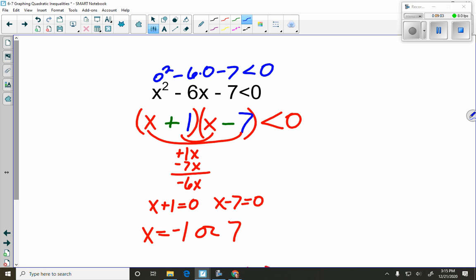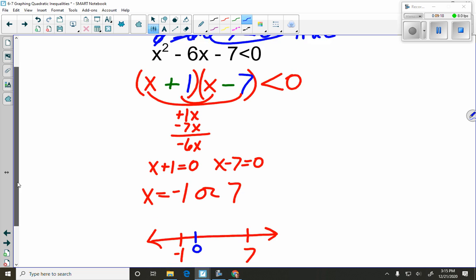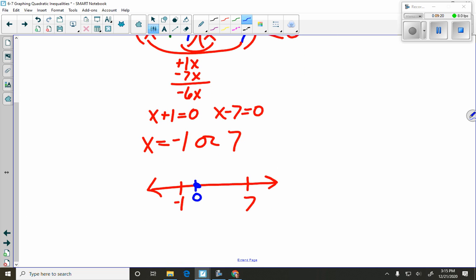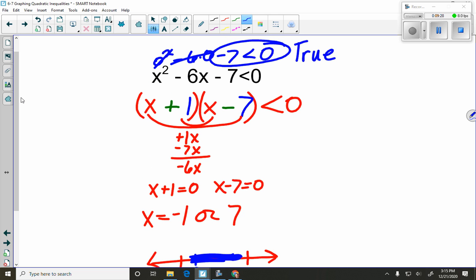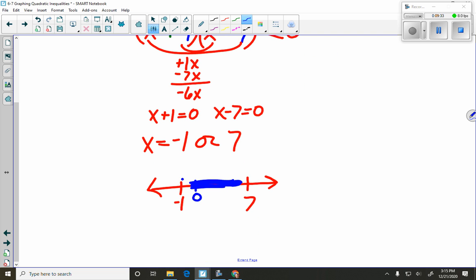Well, I know a 0 squared is 0. 6 times 0, that's also 0. A minus 7, is a minus 7 smaller than 0? True or false? Absolutely true. Okay, if that's a true statement, then the 0 that I tested with is a solution. And everything in between is a solution. The last part I want to double check on, in my original equation, did they give me an equal bar? No, they did not. So that means I'm not including the negative 1 and 7. So those are going to be my open circles. I'm going to shade in between.